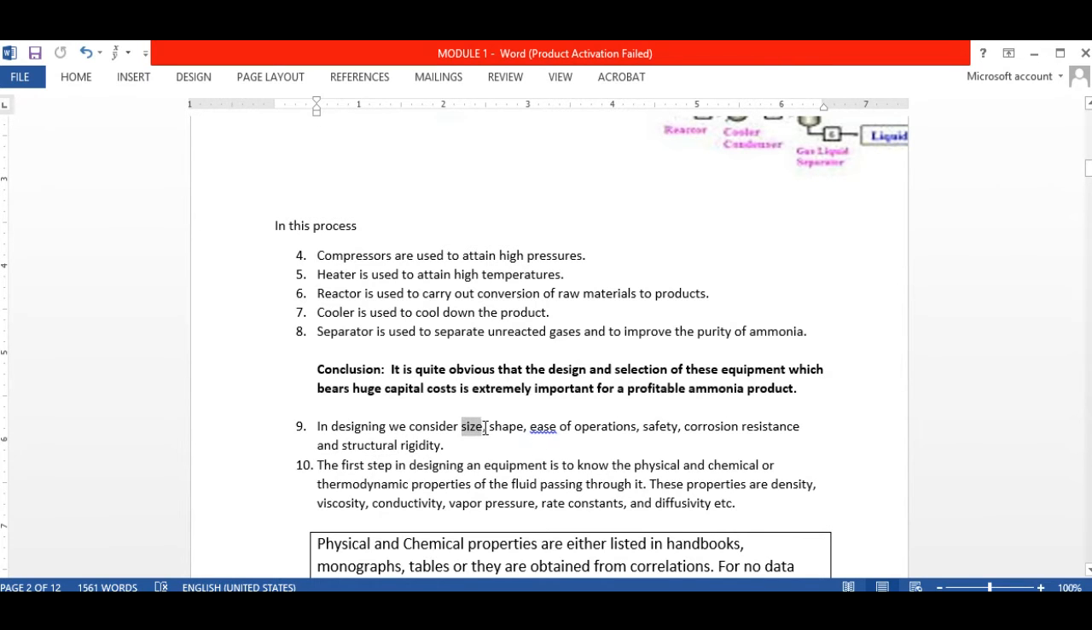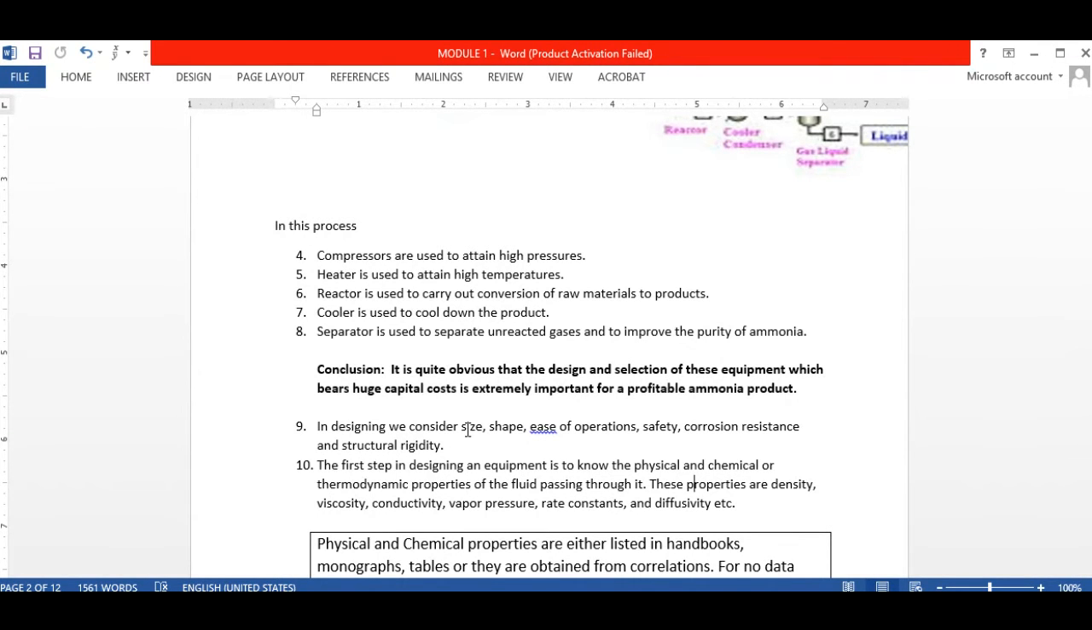But in this course, we only talk about how to calculate the size of the equipment. Shape, I can also discuss some, but these two will be the basics, because ease of operation and the others involve no calculation. You can read the literature, or when you find a job, inshallah, your company has a lot of operating manuals available. Safety also has no calculation involved. And for corrosion, there is a course in our department where you can learn more. So here in this course, we only talk about the size and shape.